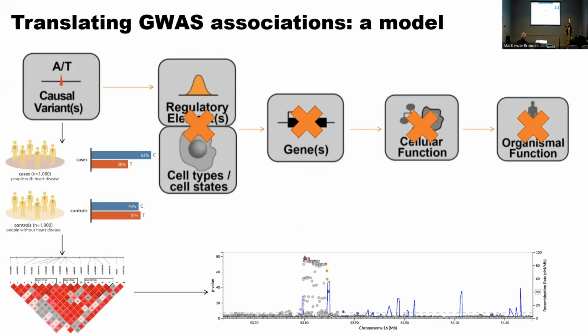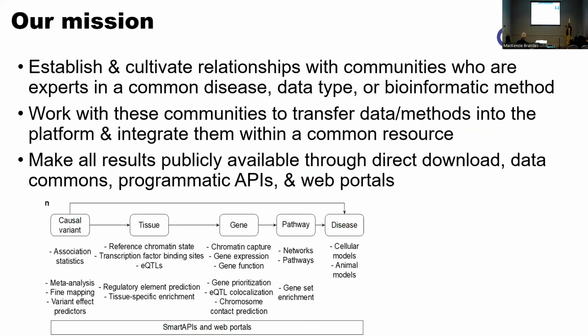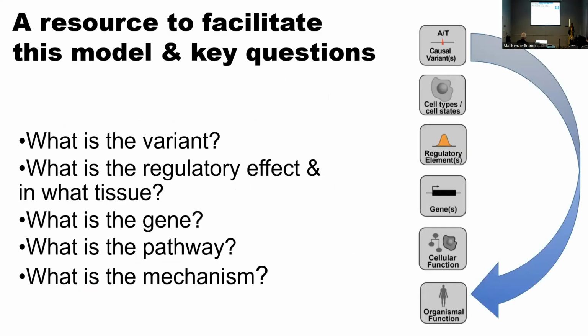However, you're just left with loci, right? So our goal is to facilitate that process and cultivate relationships with communities to bring together data sets that are relevant to make decisions about what is the variant, the regulatory effect, tissues, gene, or pathway, and facilitate this process with a resource. So we're going to talk about 2 resources today that enable that process.